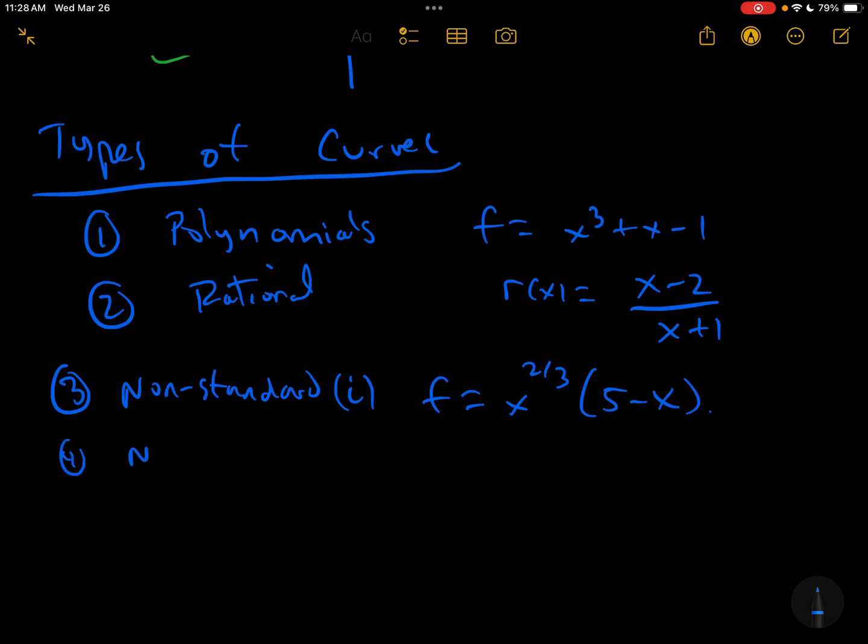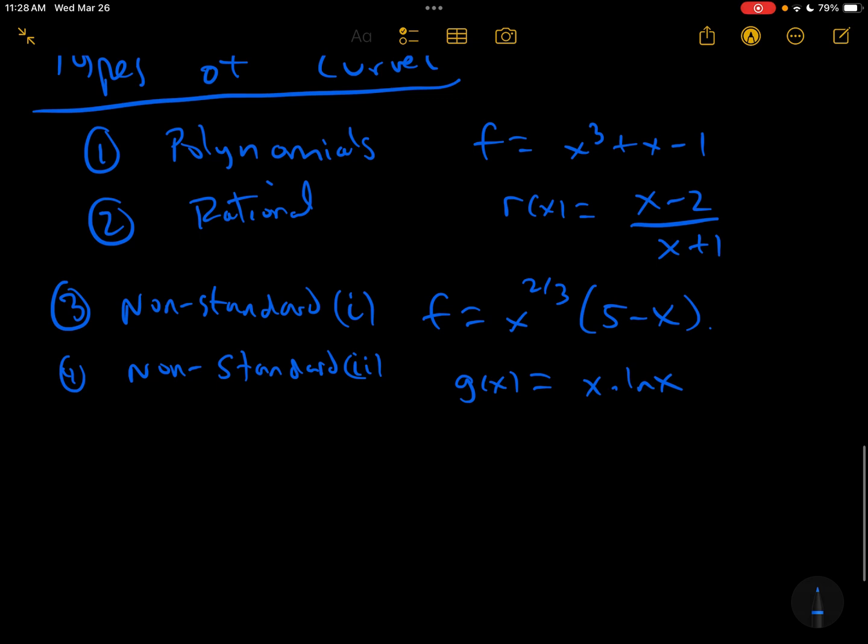And then we have non-standard 2, which is stuff with ln. So something like g of x is x times the ln of x. And remember, the domain for ln is always 0 to infinity. No negative numbers and no 0.